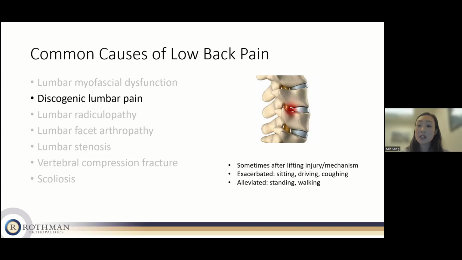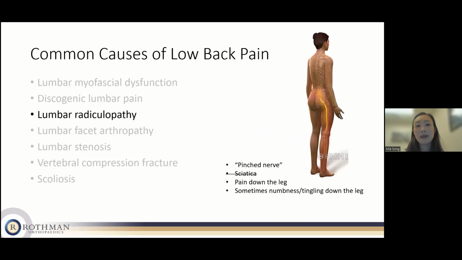Sometimes I see this after an injury where someone was lifting something really heavy and felt a sudden pop in their back. Usually patients will say it's very painful when sitting or driving, or when you cough, sneeze, or laugh too hard even. Generally, patients with disc pain feel better when they're standing, moving around, or walking around. They'll say it's weird, activity makes it better, and that's pretty common and typical for disc pain.